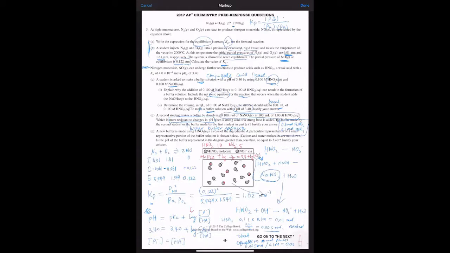So that gives you a final reading of 3.09. So basically that is the pH of this buffer. If we compare the pH, we know that this is less than 3.4. So the reason is because of this reason. Okay. Yeah. So this is how to answer question E.